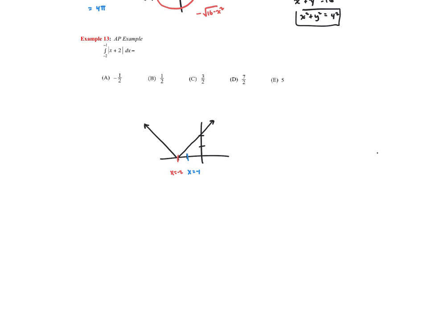So that means we're going to find the area of a triangle. We've got to find the base and the height of that triangle. So the integral from -2 to -1 of absolute value of x plus 2 with respect to x will be 1/2 base times height. Well, the base is 1 and the height is 1. Here's the base, and here's the height. That's a right triangle, an isosceles right triangle to be exact. So our area will be 1/2 square units.